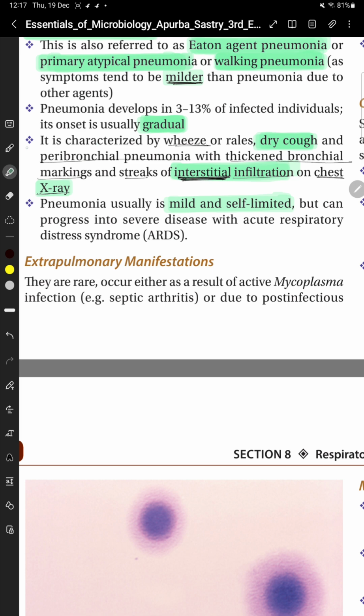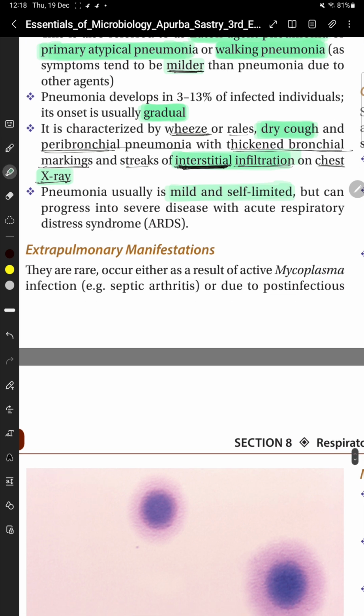So there is dry cough, it is also characterized by wheeze or rales, and there is peribronchial pneumonia with thickened bronchial markings and streaks of interstitial infiltration on chest x-ray. So the radiological finding will be interstitial infiltration on chest x-ray.